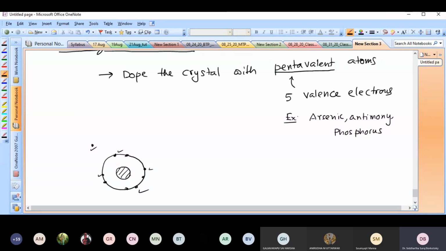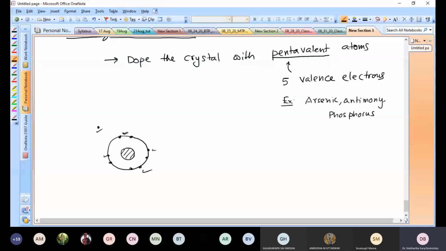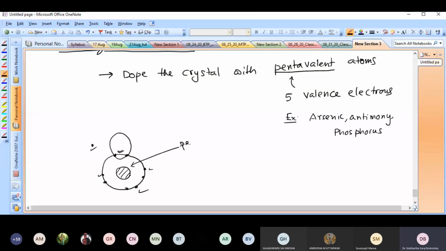The moment you add this pentavalent material to the silicon crystal, 4 of its electrons will pair up with 4 other electrons from 4 silicon atoms. So basically you have these silicon atoms, and this is your pentavalent atom.